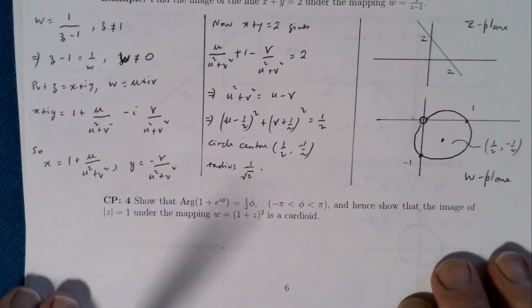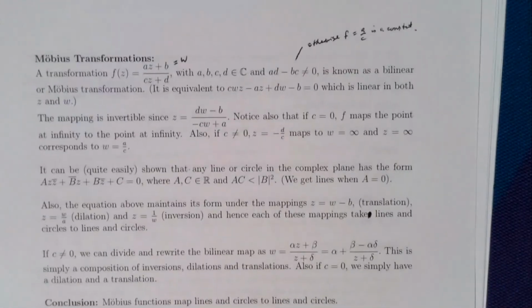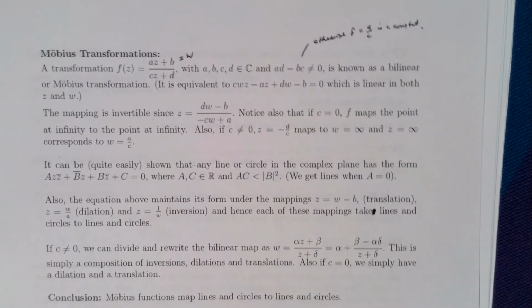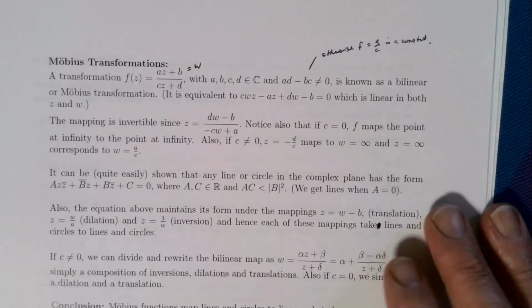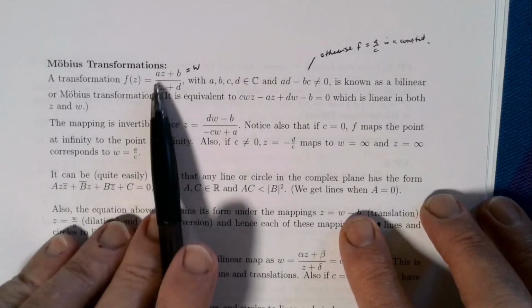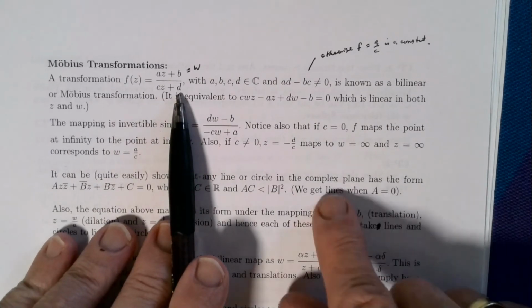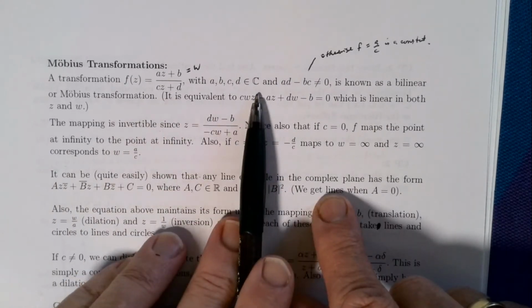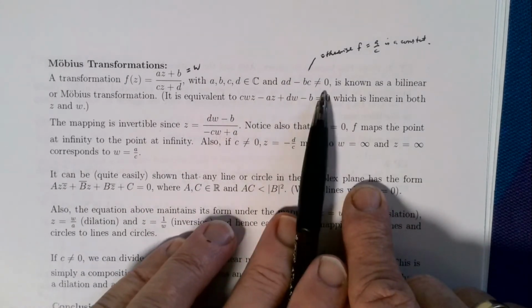Very important kind of transformation are the so-called Möbius transformations, which I'll say a little bit about. And you can find plenty of information about this on the web and have a play with these. So a transformation f of z, or w, is az plus b over cz plus d, with a, b, c, d complex numbers. And also we insist that ad minus bc not be 0.